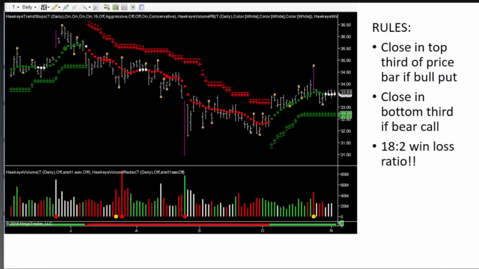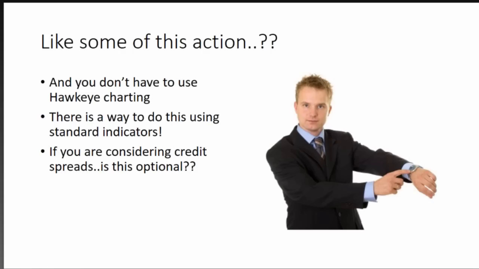You don't have to use Hawkeye charting. Hawkeye charting makes it easy, but certainly for directional trading, using some volume spread analysis is crucial. Hawkeye gives you those tools, but we're not talking about Hawkeye today. What I want you to get is what we've talked about today.